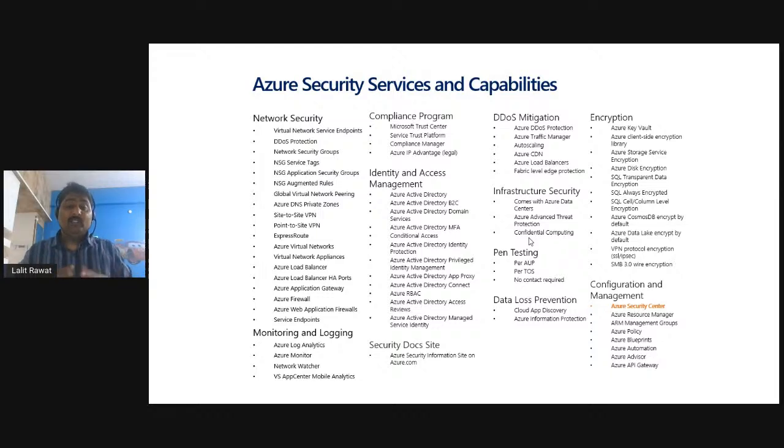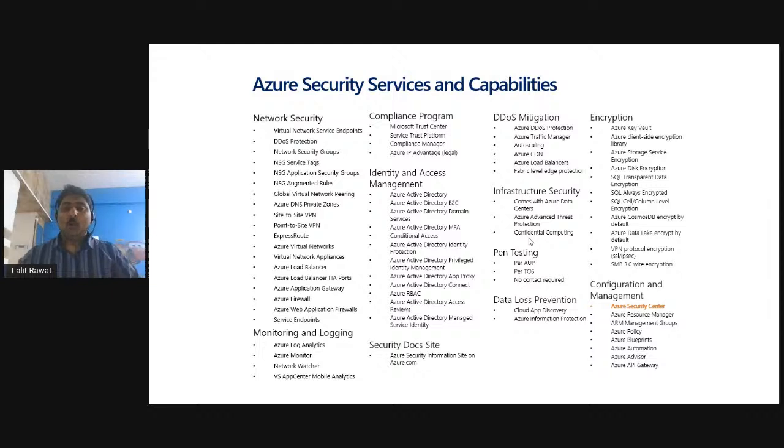Where there is confidential data, you can go for confidential computing, which means you are owning that particular hardware. Even Microsoft's data center operations cannot touch that hardware. So all those encryptions and policies you put into the confidential computing are yours. And if you talk about data loss prevention, there are cloud app discovery, Azure Information Protection, encryption, Azure Key Vault, Azure storage services, disk encryption, SQL transparent data encryption, SQL Always Encrypted, Cosmos DB encryption.